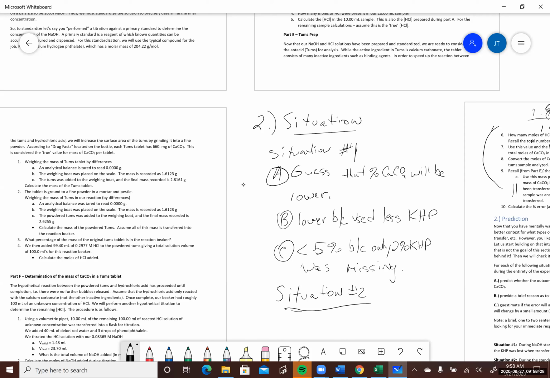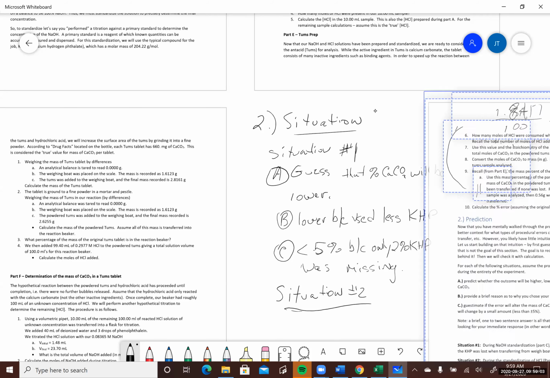And then you go on to situation 2 and you answer A, B, and C again. Guess what will happen to the main result, percent calcium carbonate. B, why you think it's going to go up or down. And C, try to estimate the amount you think it's going to go up or down and why. So you're going to go through situation 1, 2, 3, 4, and 5. And that would be this part of your report that you're going to upload.